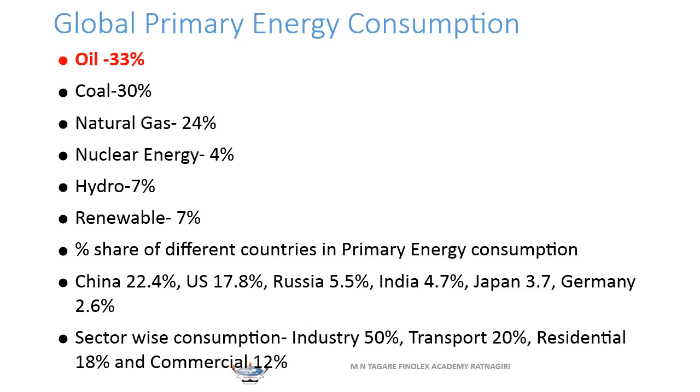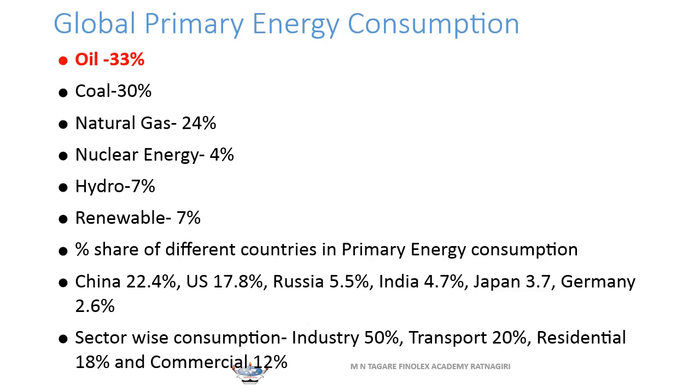Now as compared to India, you will find Japan and Germany, Germany being a European country, their population is very less, but still they are consuming energy almost comparable to India. So that indicates their economy, their industry is very strong. So this is what the primary energy consumption of the world.